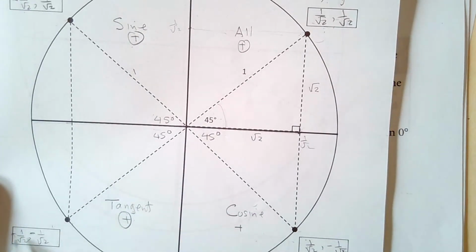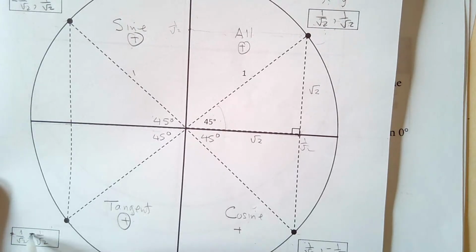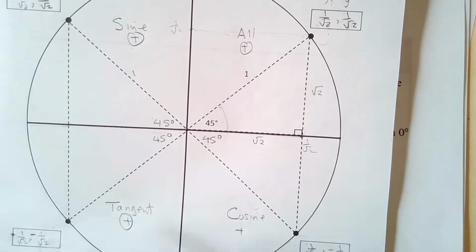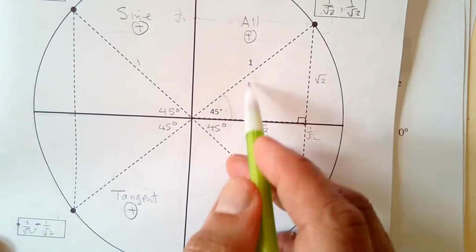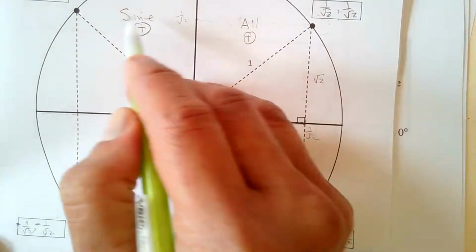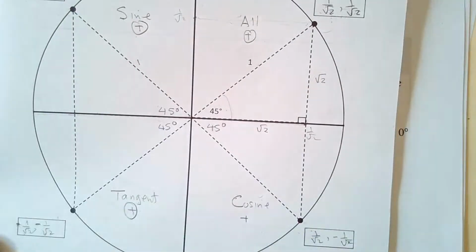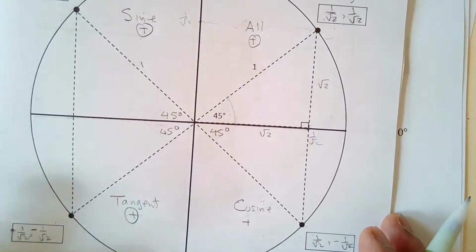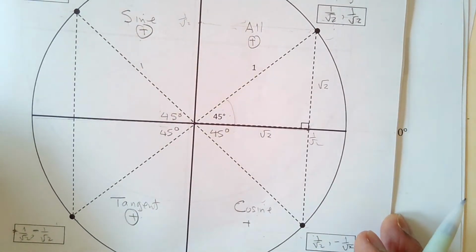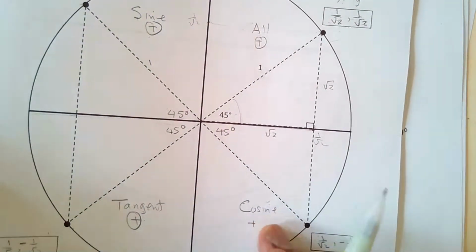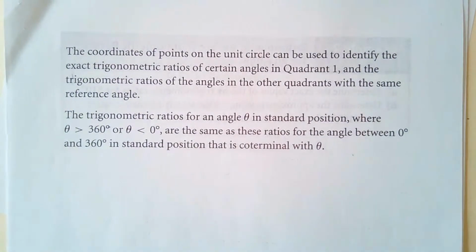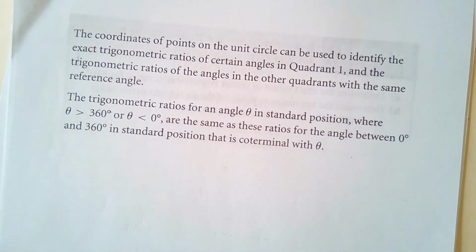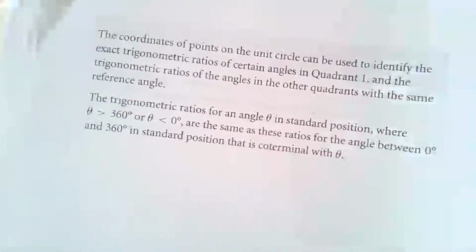Just remember your signs. Cos and sine is negative in quadrant 3. And just as a nice way to remember, the CAST, C-A-S-T, going counterclockwise, is a nice way to remember the signs in the quadrants. Okay, let's look at one question today, and tomorrow we'll complete the other two questions. So let's go on to the question.